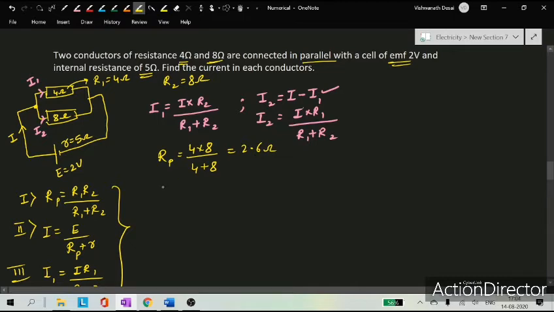Next step, the value of I we need to calculate. First step got over. Next, the second one: I is equal to E divided by Rp plus r. So I is equal to E, which is 2 volt, divided by Rp, which we found is 2.6, plus the internal resistance value, which is how much? 5. So calculate it. How much value are you going to get?